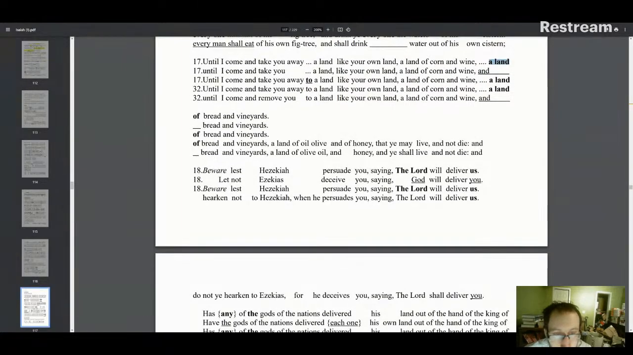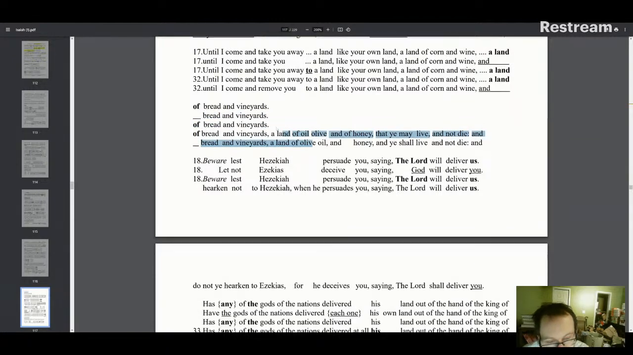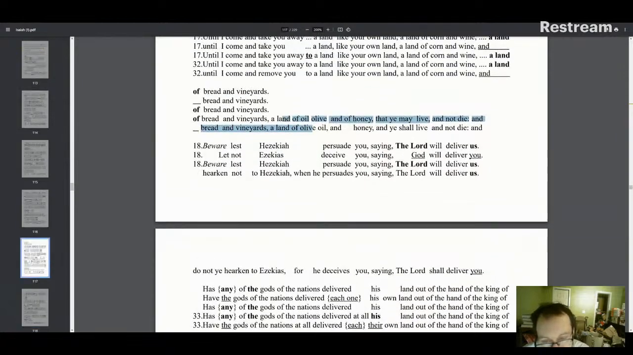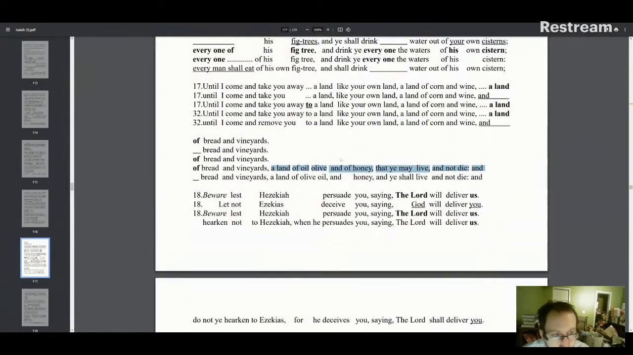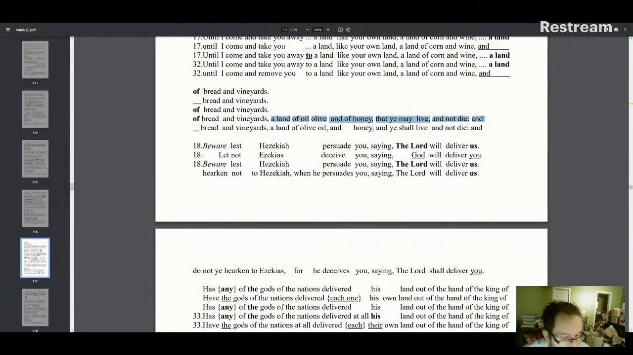We have here land of olive oil and of honey, that ye may live and not die. That is not in Isaiah. That's only in Second Kings. But there's no reason for Second Kings to add that. So what that indicates to us is that Isaiah accidentally removed the entire line. So Second Kings preserves an entire line, not in any copies of Isaiah.